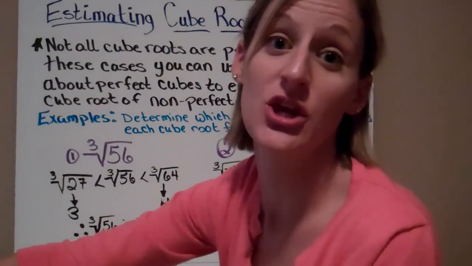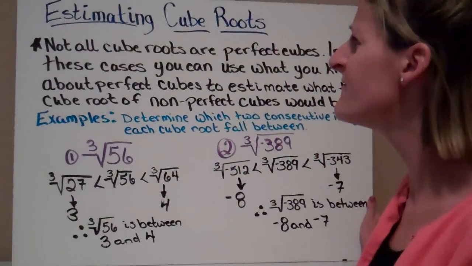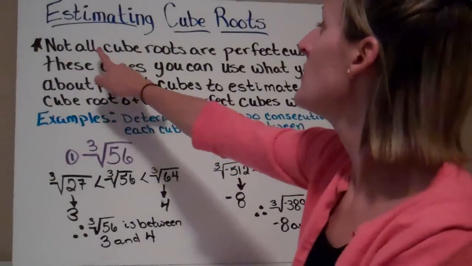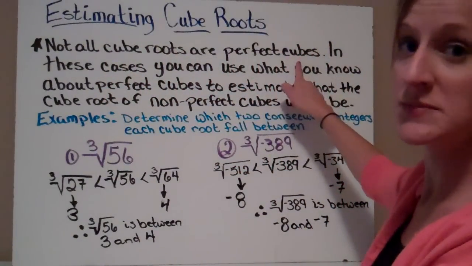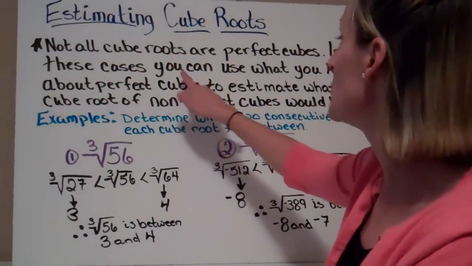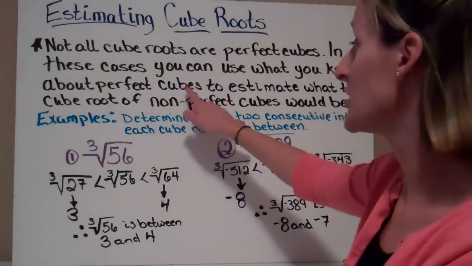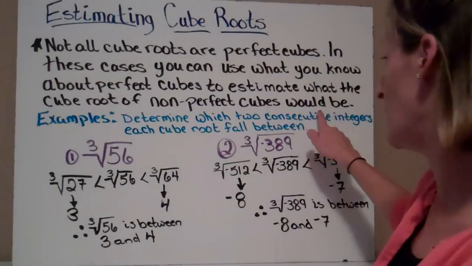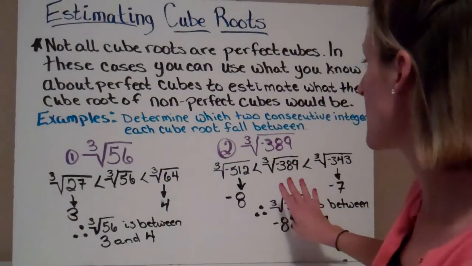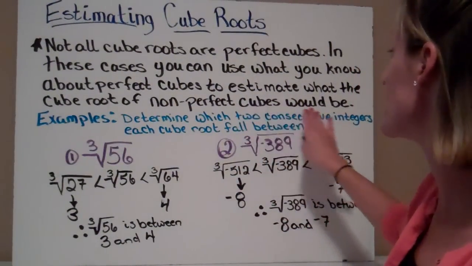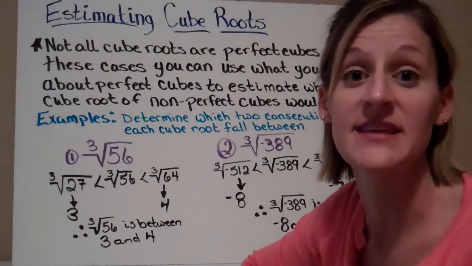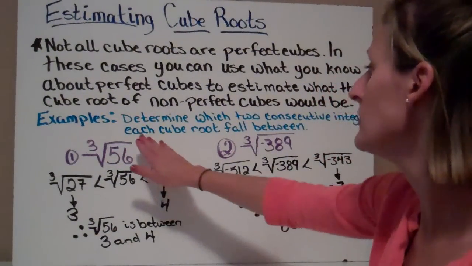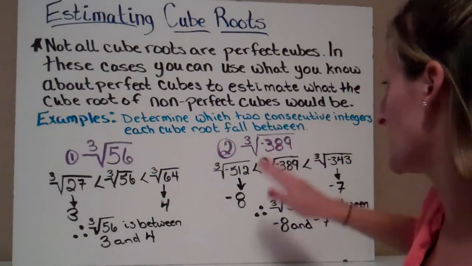Alright, estimating cube roots. Now, this is very, very similar to doing the square roots. So not all cube roots are perfect cubes. In these cases, you can use what you know about perfect cubes to estimate what the cube root of a non-perfect cube would be. So with these two examples, I want to determine which two consecutive integers, and that means like 1, 2, or negative 3, negative 4, that kind of deal, each cube root falls between.